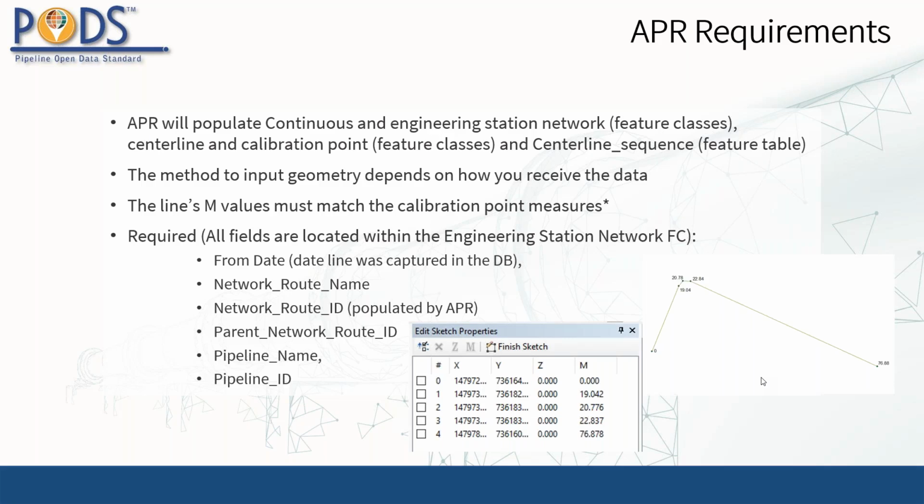Even if you decide that the two are going to look exactly the same, which you can do, APR is going to populate both of them. It's also going to populate your center line and calibration points. And then it's going to populate a table called Centerline sequence. And once we do the demo, I'll show you how all that is connected.